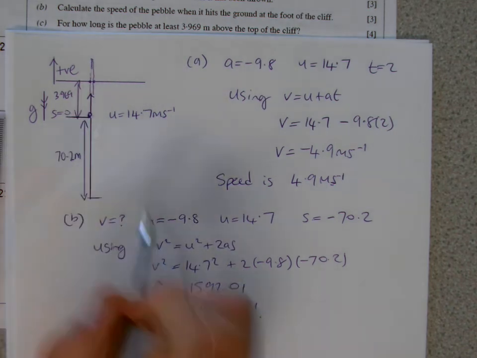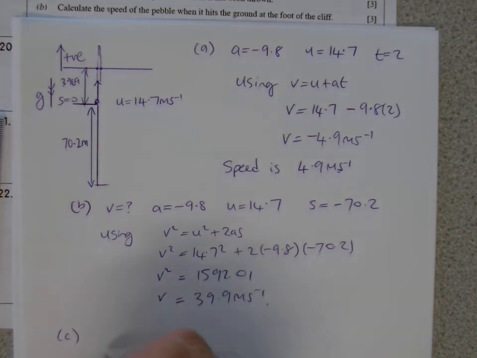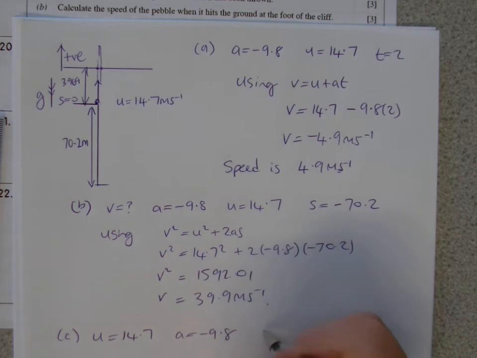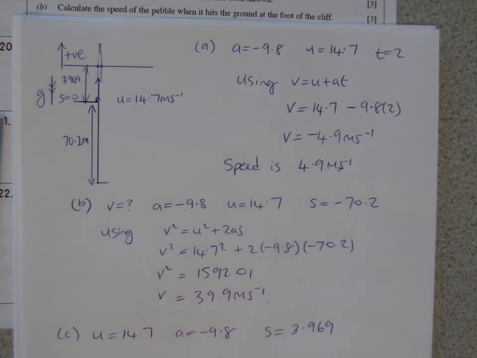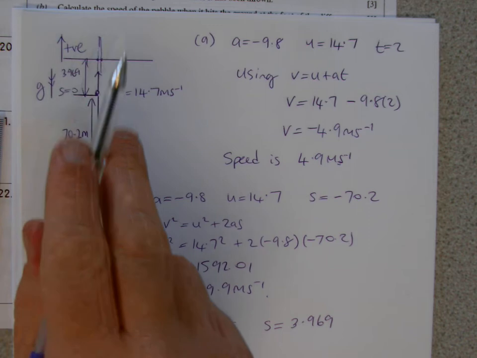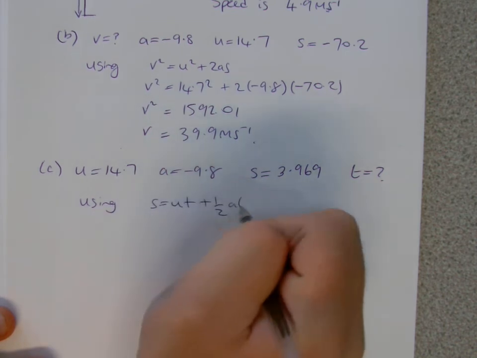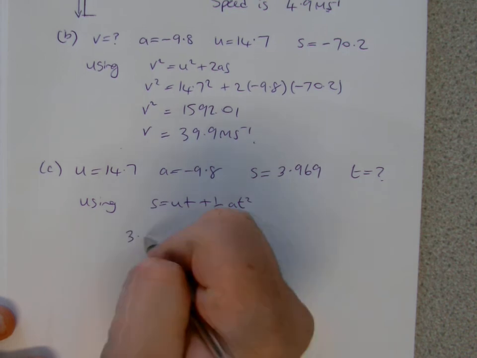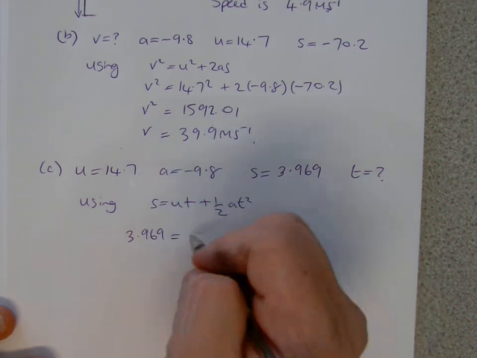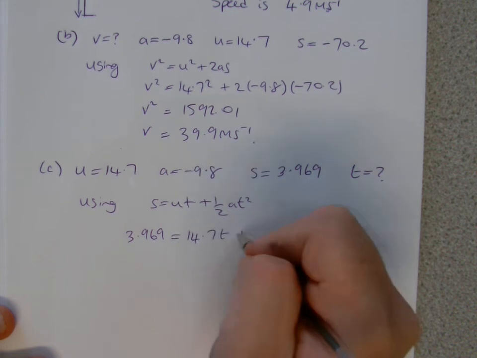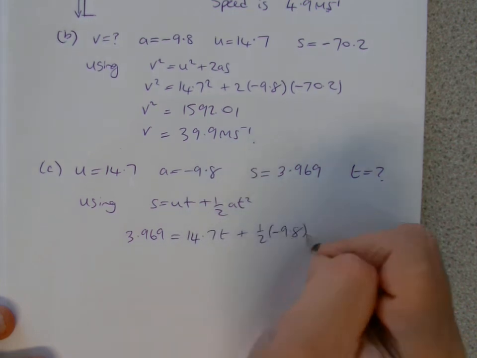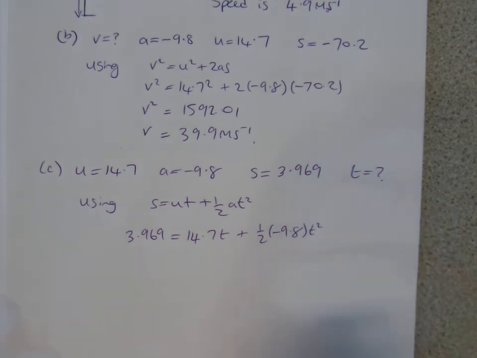So to work out those 2 times, first of all we put our conditions down. U is 14.7, A is minus 9.8, but I'm interested in when the displacement is 3.969, and there'll be 2 times for this, on the ascendancy and on the descendancy. So what are those 2 times? Well, if we use S equals UT plus half AT squared, S is 3.969, U is 14.7, plus half, A is minus 9.8, and then T squared.